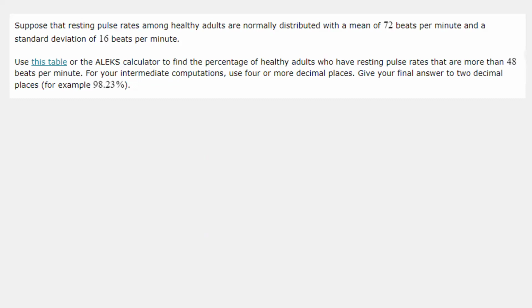Suppose that resting pulse rates among healthy adults are normally distributed with a mean of 72 beats per minute and a standard deviation of 16 beats per minute. So use this table or the ALEKS calculator, and I'm going to show both techniques, to find the percentage of healthy adults who have a resting pulse rate that is more than 48 beats per minute. And then it tells you for your intermediate computations, use 4 or more decimal places.